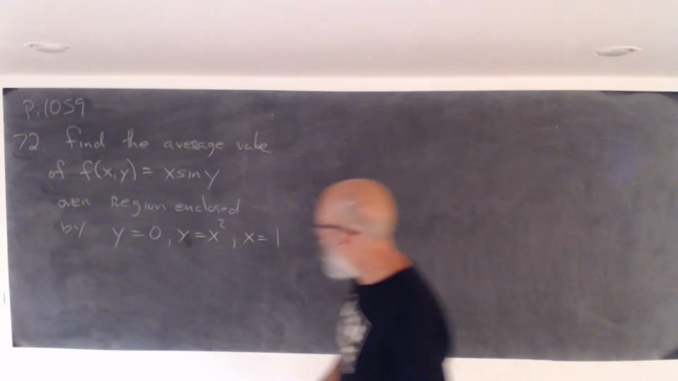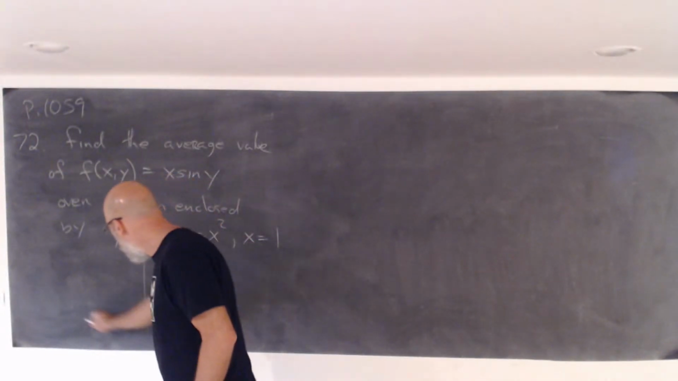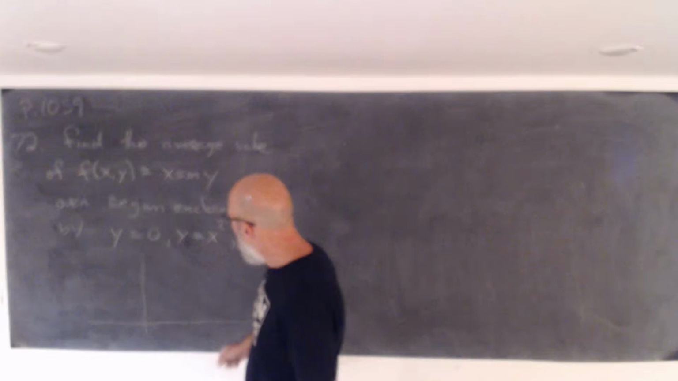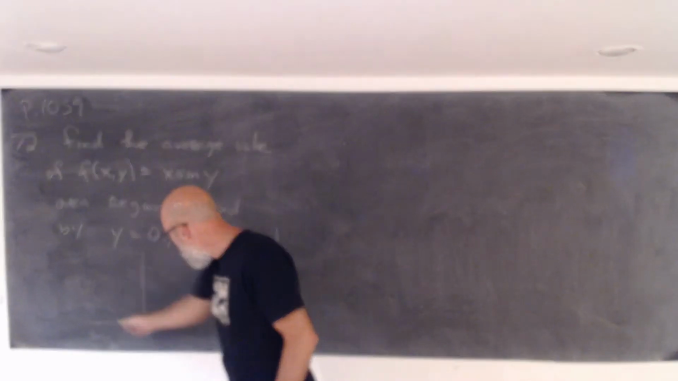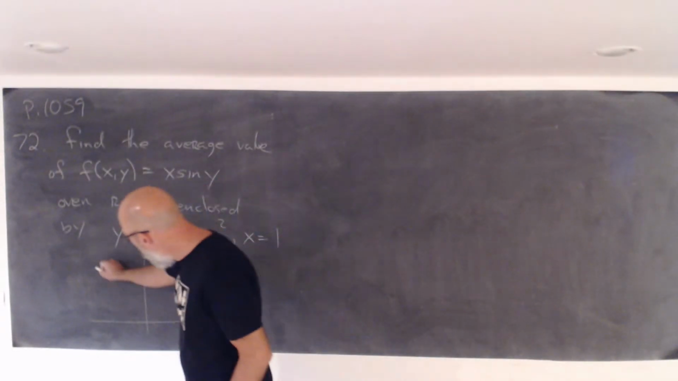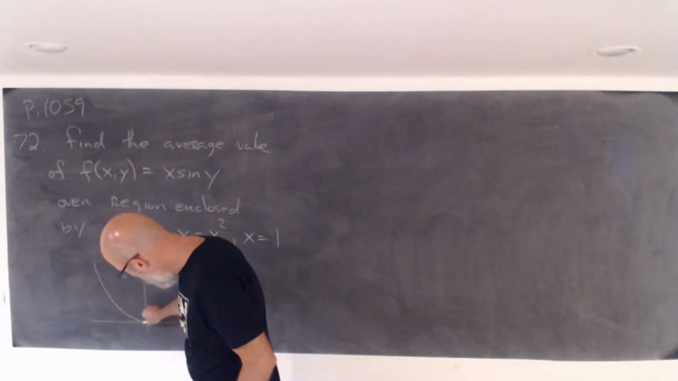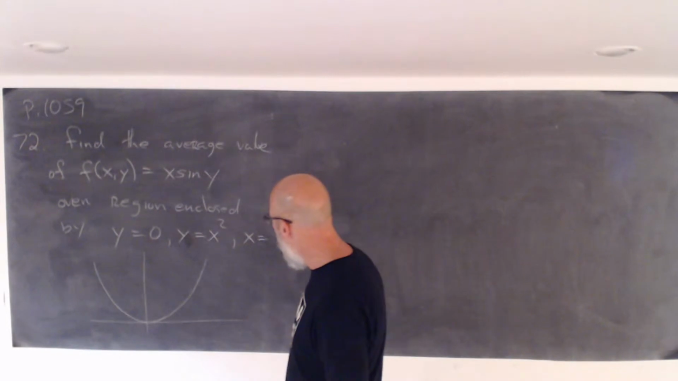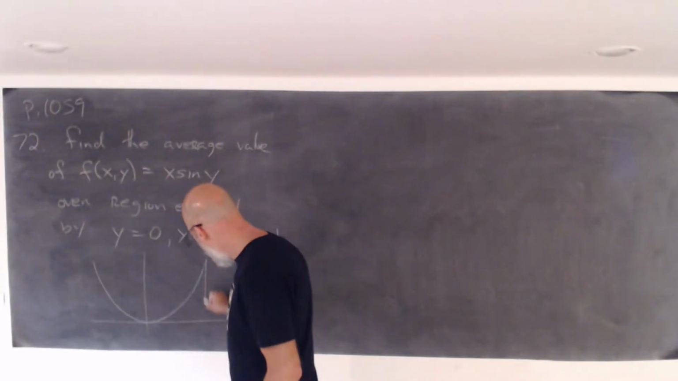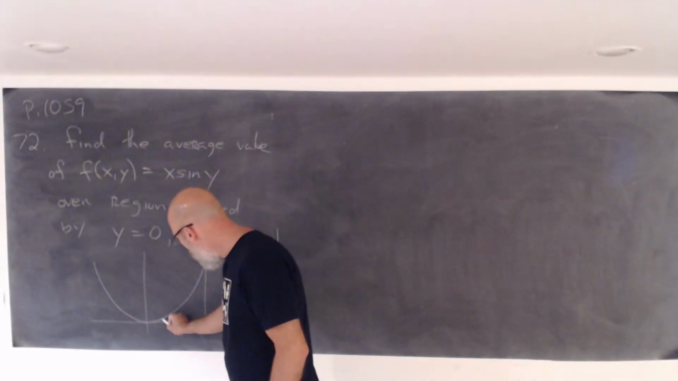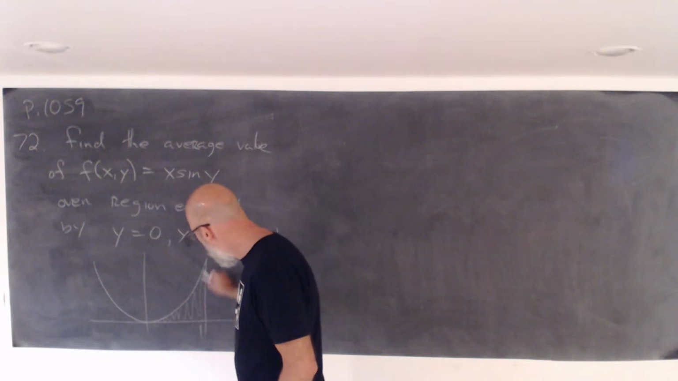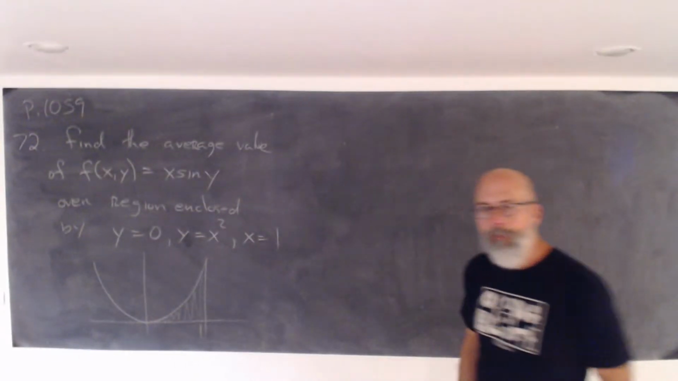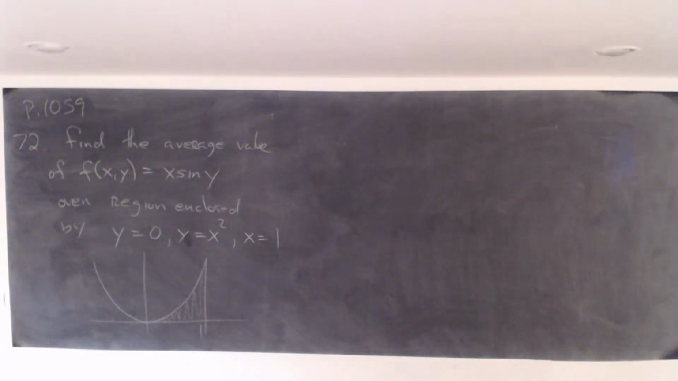What are we looking at here? Y equals 0 is the x-axis. Y equals x squared is this, and x equals 1 is that. So this is the region we're integrating over.